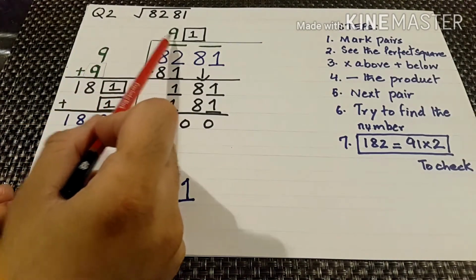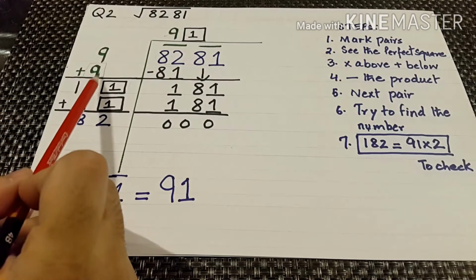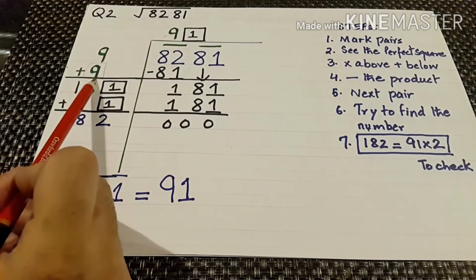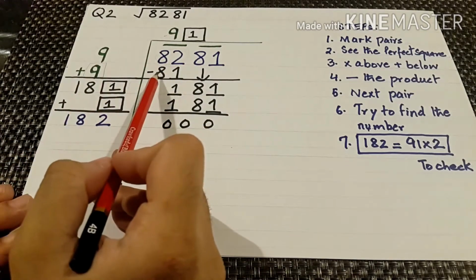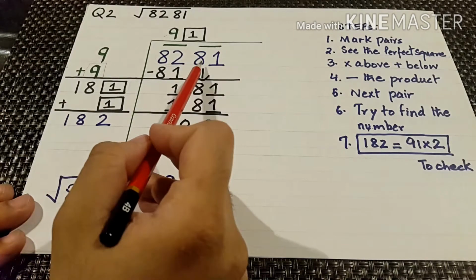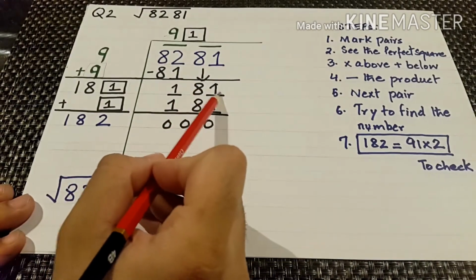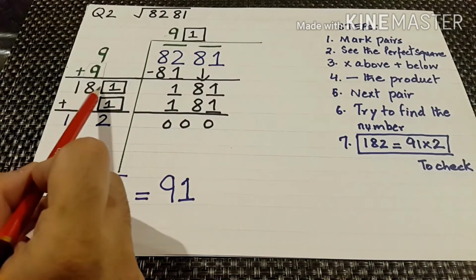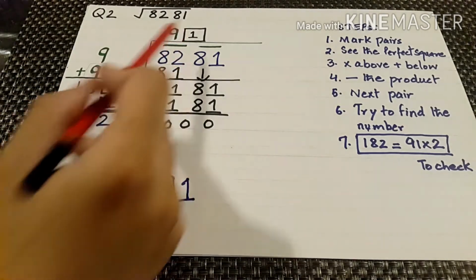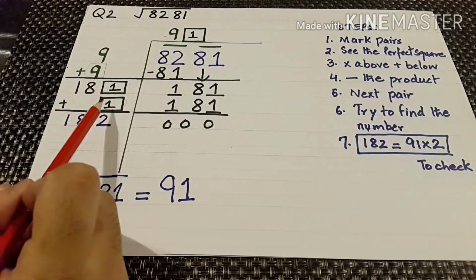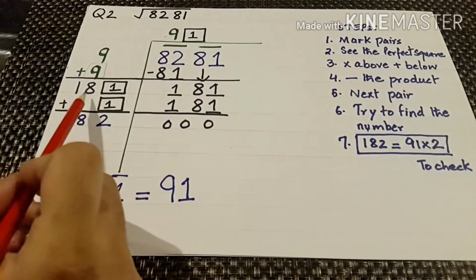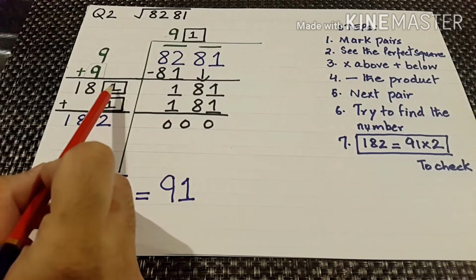This 9 is multiplied, whereas this 9 is added. Now 9 times 9 is 81 and 9 plus 9 is 18. Now here 82 minus 81, we get 1 here. We bring down this 81, whereas we have to find a number here, here and here that should be the same to get this number. So 1 is the number.